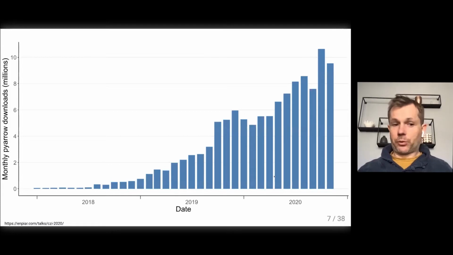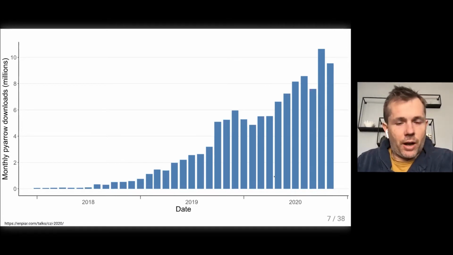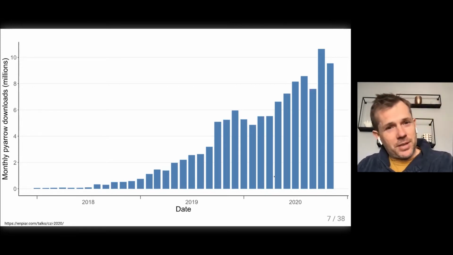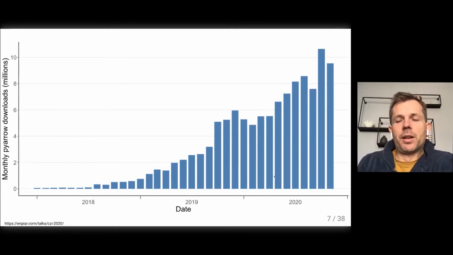The Arrow project has grown and continues to grow in adoption. We crossed 10 million downloads a month just with the PyArrow Python package off of PyPI. We have many languages, and obviously there are other ways that you can download even the Python library, but this is, I think, an indication of the gradual uptake of Arrow and how it's being increasingly adopted by projects in the Python ecosystem in particular.